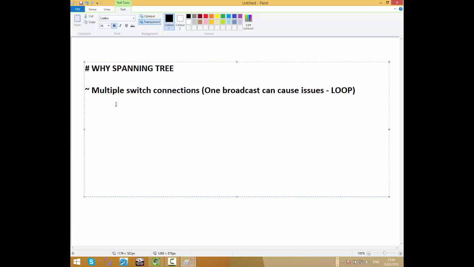Very, very nice one. We'll come to discuss that one in more detail again. Any other reason why we would want to configure spanning tree on our network? Any other reason apart from the one that Remy mentioned?